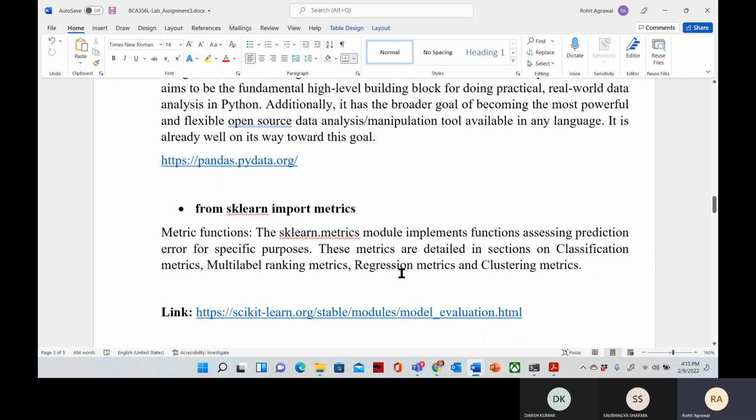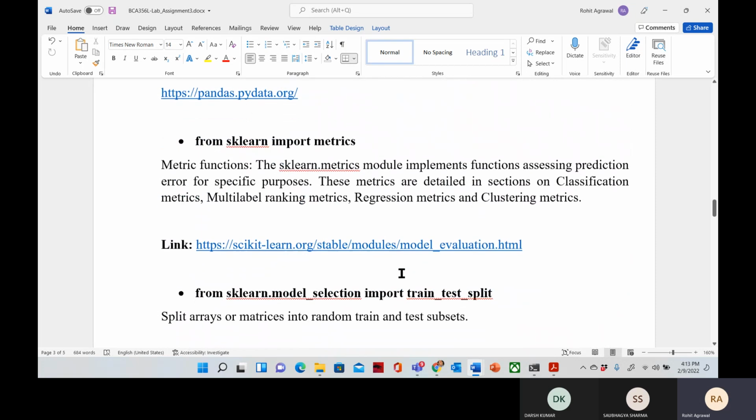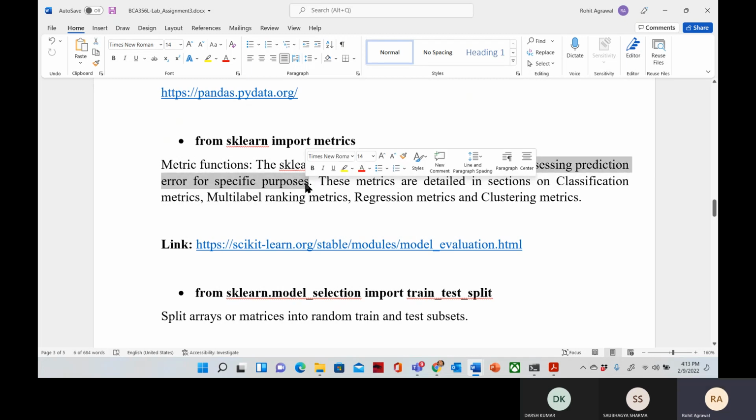Okay. So for performance analysis, we need to use this: from sklearn import metrics. The sklearn metrics module implements functions for assessing prediction error for specified purposes. Prediction errors. Okay. These metrics are detailed in the section on classification.